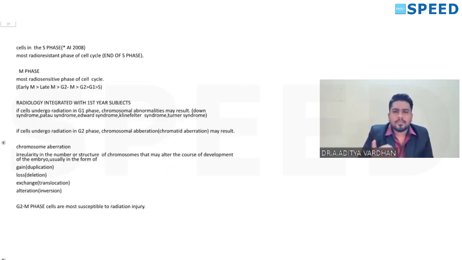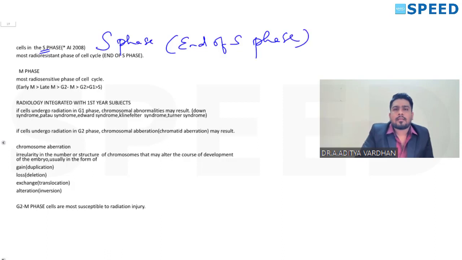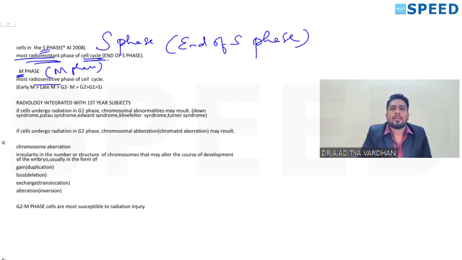Remember this slide, it is very important. Cells in the S phase, remember that, up to the end of S phase, are the most radio resistant phase of the cell cycle. Next, M phase, the mitosis phase, is the most radio sensitive phase of the cell cycle. In that, early M phase is the most radio sensitive.